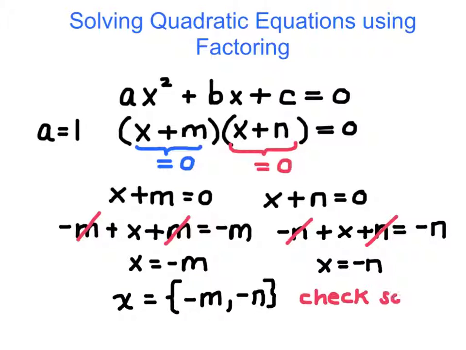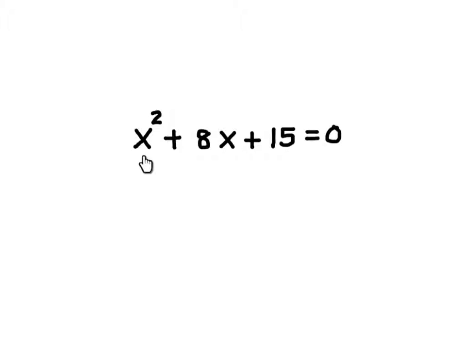So let's try this with an example. Here we have a sample problem. This is a quadratic trinomial, and it's set equal to 0. We want to find out which values of x would solve this equation such that the left-hand side is equal to 0, which is what the right-hand side is equal to. What we want to do is factor this. Let's take a look at a, b, and c first. A is 1, b is 8, and c is 15.